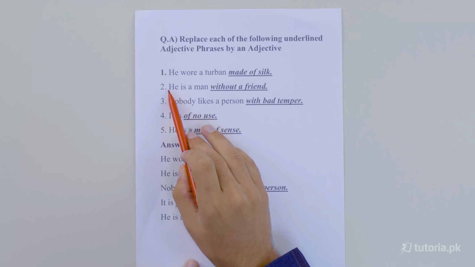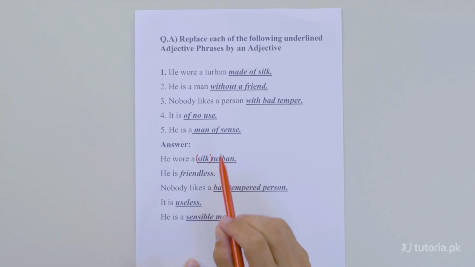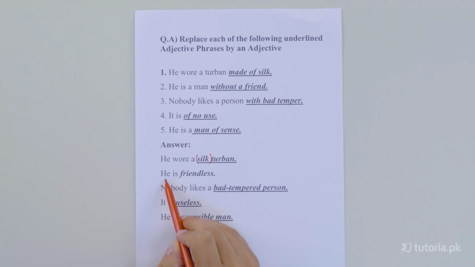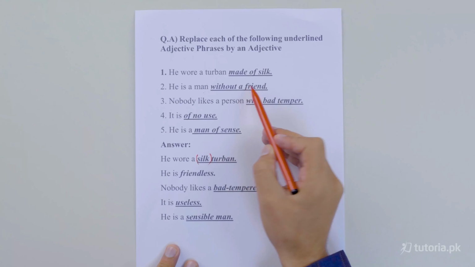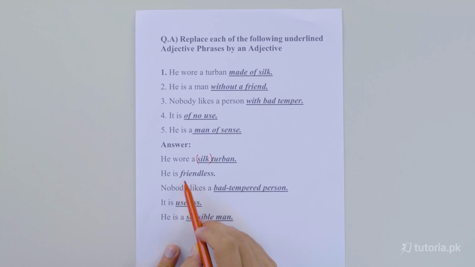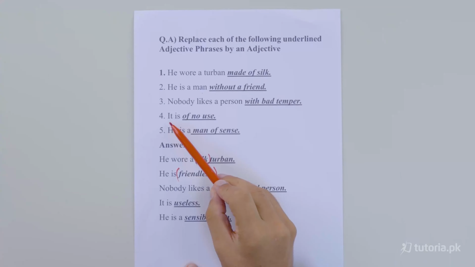The second is: He is a man without a friend. So we can answer this in this way that the phrase 'without a friend' can be converted into one single adjective, that is friendless. He is friendless. So students, we saw in two sentences how we can convert adjective phrases into a single adjective. Let's move to our third statement.